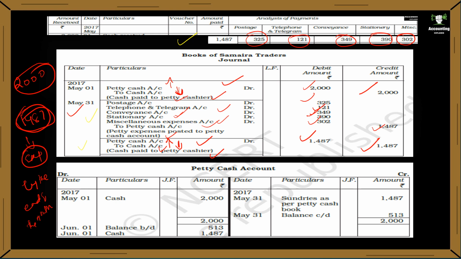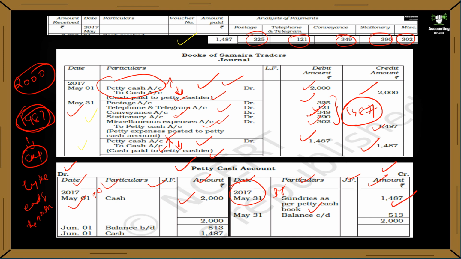Now we are going to open a petty cash account. Petty cash account is like any other ledger account. So left side debit, right side credit, date, particulars, JF, amount, date, particulars, JF, amount. First, for the petty cash amount received on 1st May. 1st May 2017 to cash 2000 rupees. This entry we have passed. Next, on 31st May 2017 for all the expenses which we have incurred, that is equal to 1487. Instead of writing all the expenses separately, we are going to write by sundries as per petty cash book 1487.